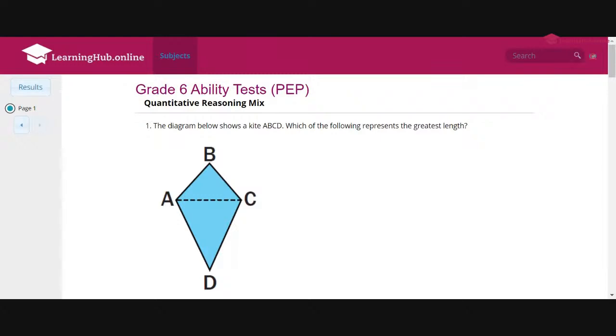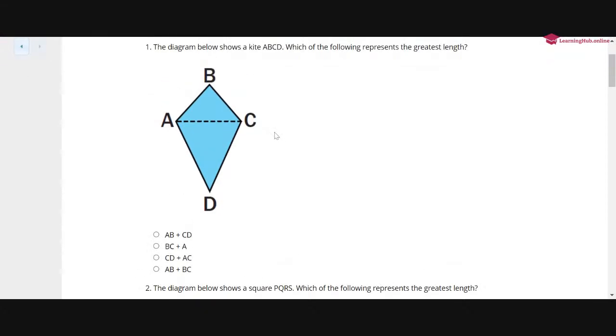All right, so you're looking at a diagram, and it says the diagram below shows a kite A, B, C, D. Which of the following represents the greatest length? You have AB plus CD. You have BC, which is right here, plus A, we're missing something there. I am thinking that should be AB. And then you have CD right here, plus AC, which is right here. And then you have AB plus BC. All right, guys, I'm missing something from the second one, so I'm just going to give you the answer.